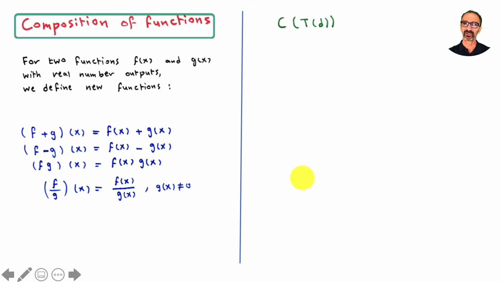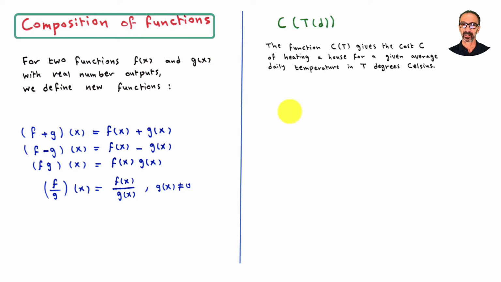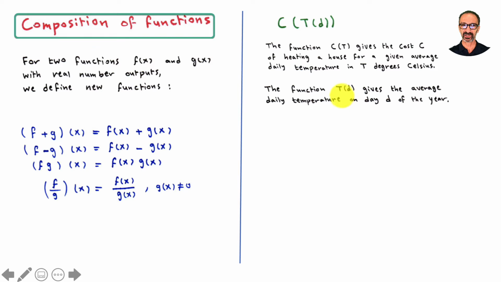C of t of d, where c is cost. The function c of t gives the cost c of heating a house for a given daily temperature in T degrees Celsius. The function t of d, the inside part, gives the average daily temperature on day d of the year.